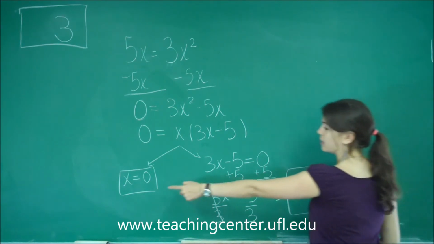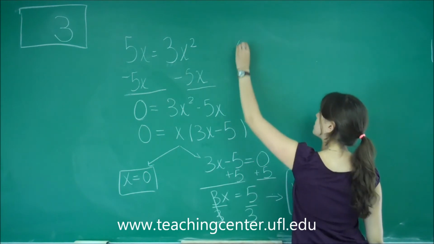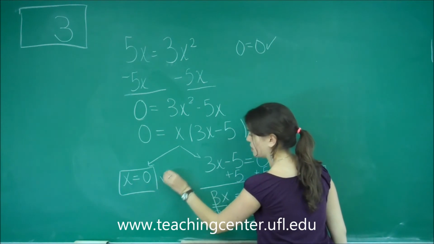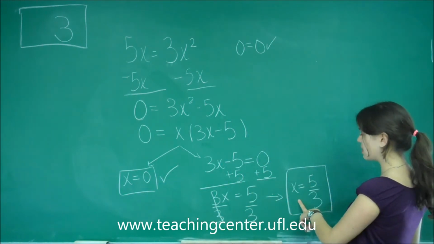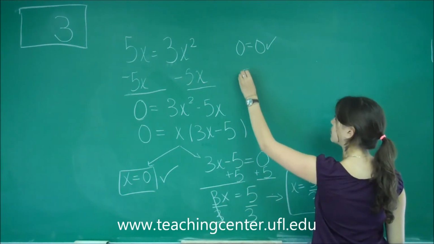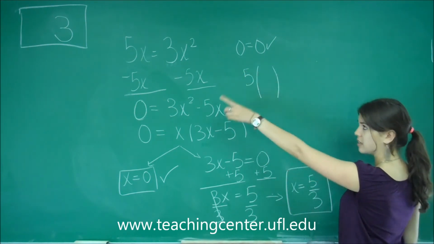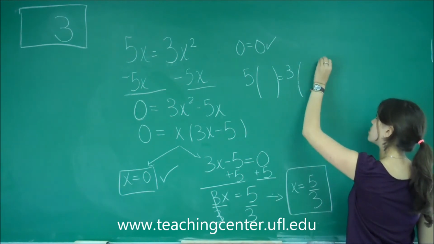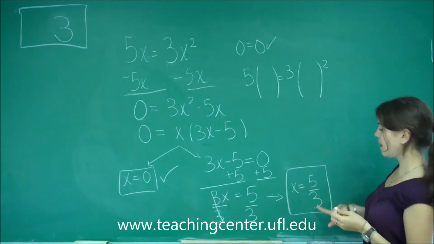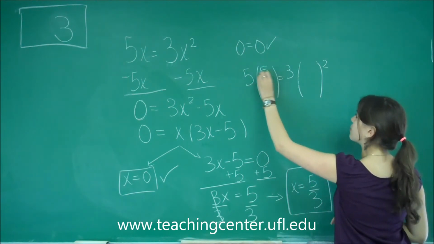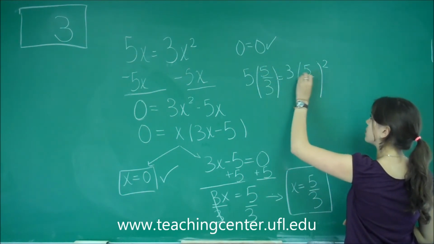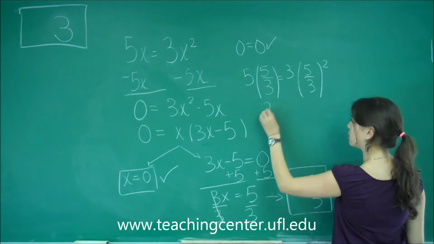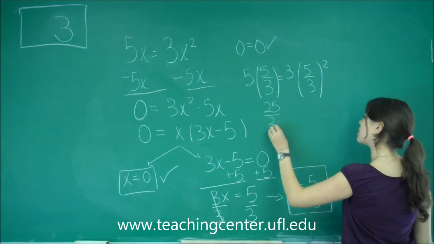So when I plug in 0 there, I basically get 0 equals to 0. So that's true. So now we're sure that this is one of the answers. And then for the second one, I'm going to put a parentheses everywhere I see an x. So I have 3 times parentheses squared, and I'm going to plug in the value of x that I got. So 5/3 on this side and 5/3 on this side. So this is 5 times 5 divided by 3. So we get 25 divided by 3.